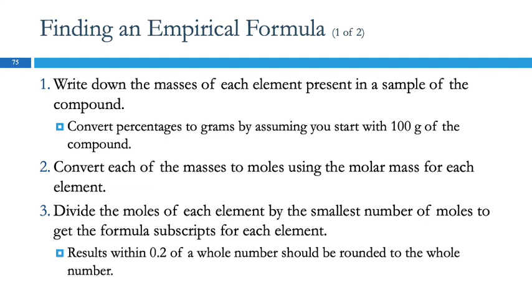So these are the steps for finding an empirical formula. You want to start out with the mass of each element present in a sample of the compound. If they give you percentages, then you assume 100 grams to make things easy for yourself, and then the percentage is the same number as the number of grams. Okay? So you get that info, and then you're going to take those masses and convert them to moles, because we need to look at the ratio of moles, not the ratio of masses. Then we're going to get mole ratios. We're going to take the smallest number of moles and divide everything by the smallest number.